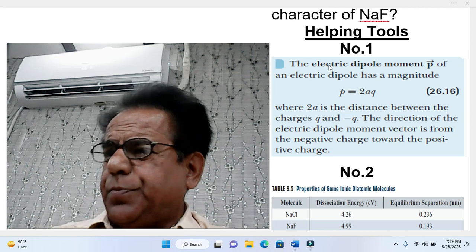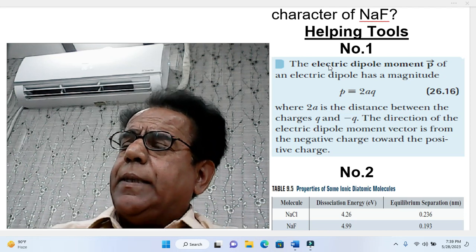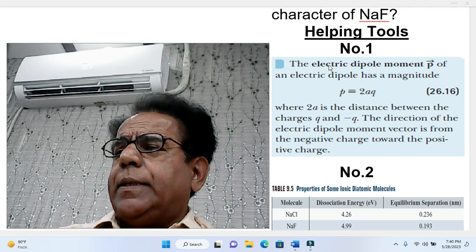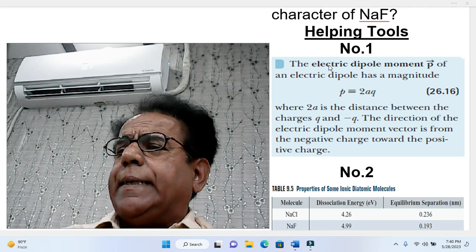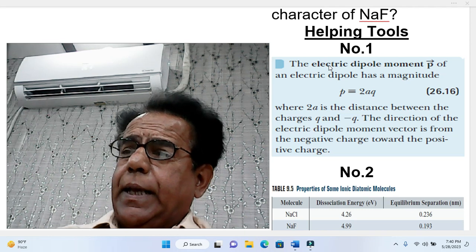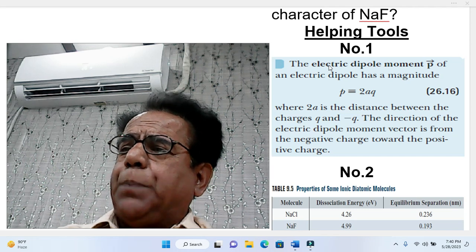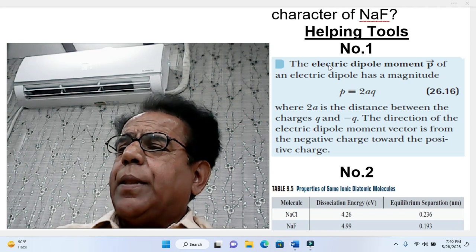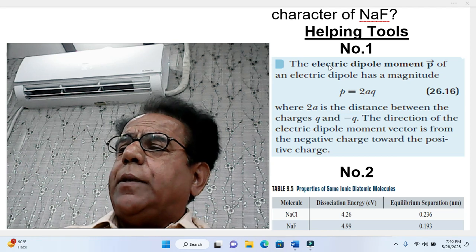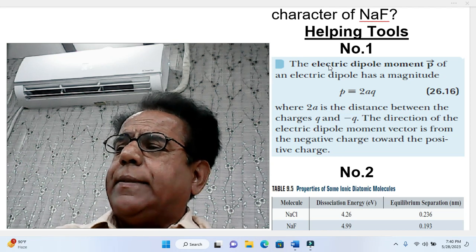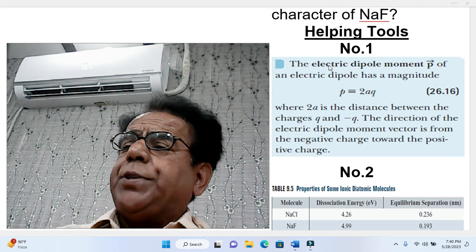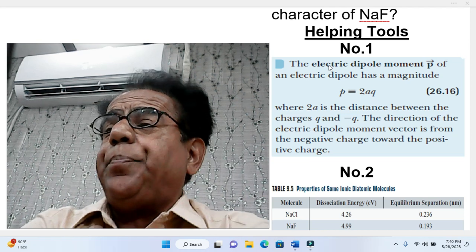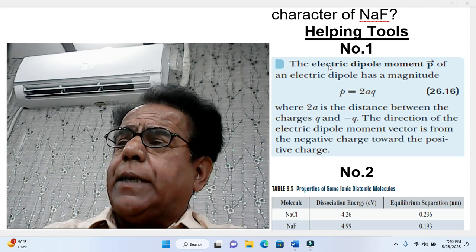This snapshot has been taken from some book in which this definition or expression is contained in chapter number 26, and this equation which deals with the electric dipole moment of an electric dipole is equation number 26.16, that is equation number 16 of chapter number 26. So let us formally define this term.